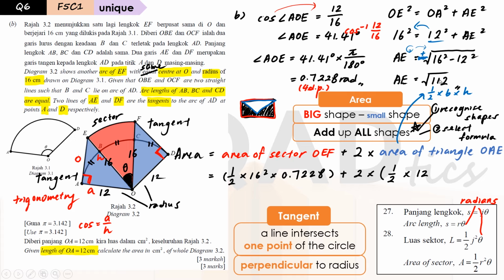Right, so let's put this value inside our working here, and we have found all of the values to find out the area of the sector and the area of the triangle. Right, so once we put this into the calculator, we can find out the area is 219.51 cm squared.